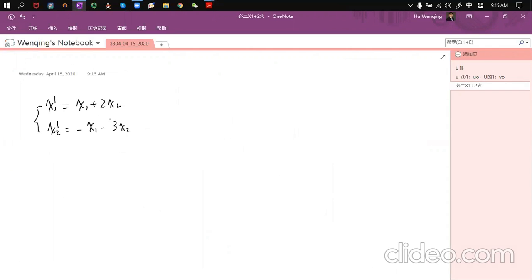What should I do? Well, you can take one more derivative. So let's say x2 double dot is equal to minus x1 dot minus 3 x2 dot. But what's the x1 dot? Well, x1 dot is equal to x1 plus 2 times x2. The only thing left is you don't know this x1, but it doesn't matter. You can calculate this x1 from here.